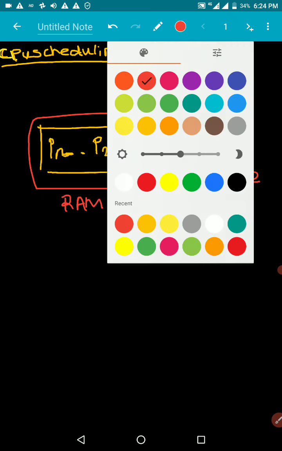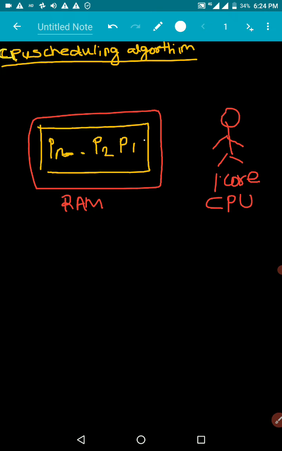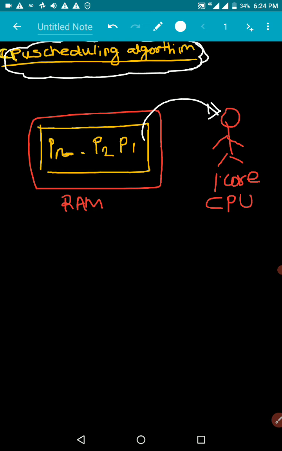But the question is how the CPU selects a single process. Does the CPU select randomly? No, not at all. The CPU selects a single process among multiple processes based on some policy or algorithm. That policy or algorithm is called a CPU scheduling algorithm. A good CPU scheduling algorithm always keeps some criteria.